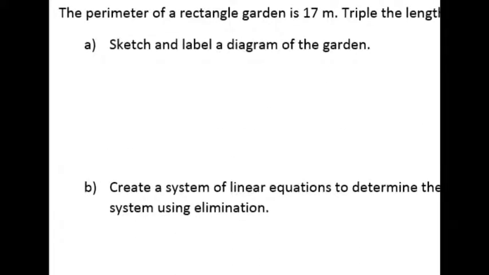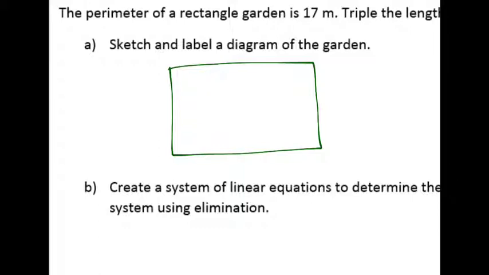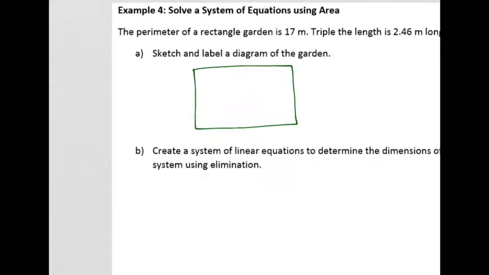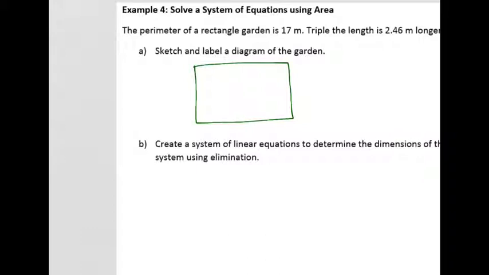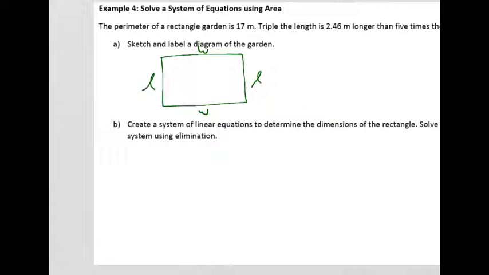Okay, so here's our garden. Make it more boxy. There we go. Do I know the length or the width? Not necessarily. I know the perimeter, but I don't know the length or the width. This is the length. This is the width. That's basically all we can label.